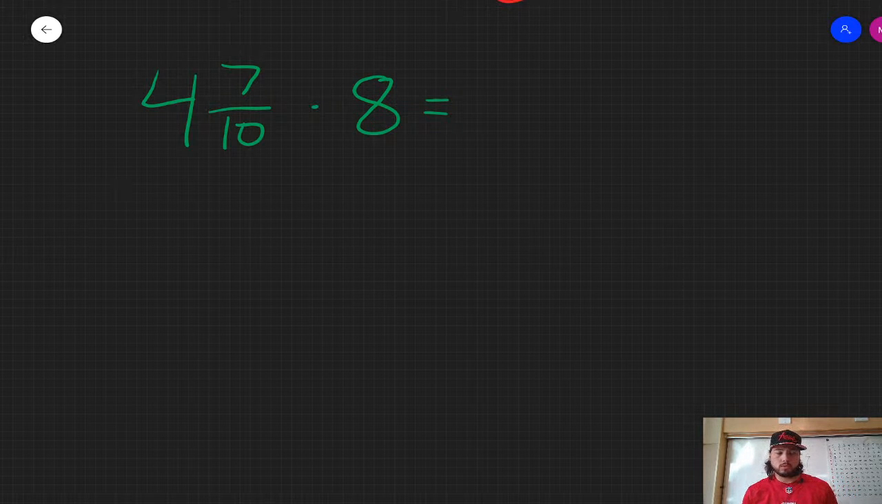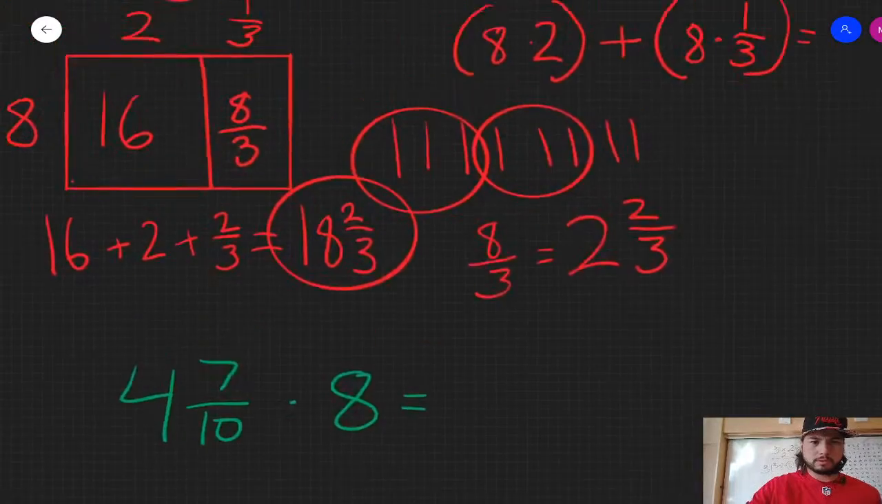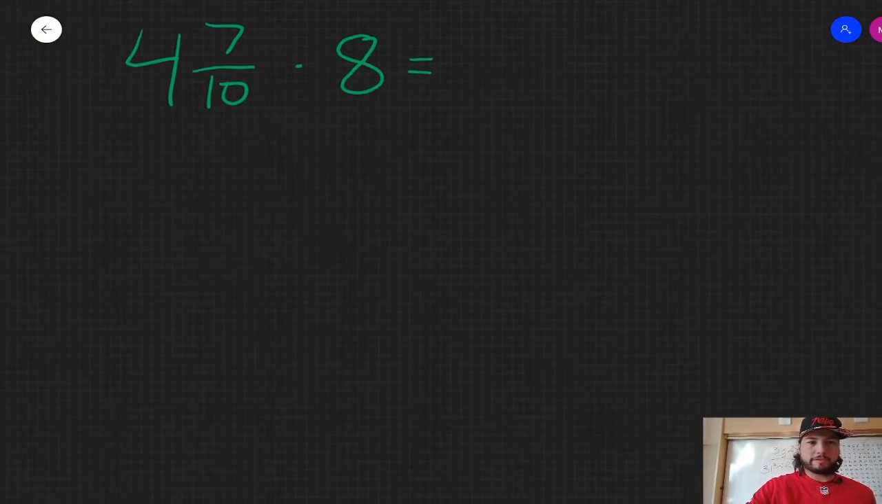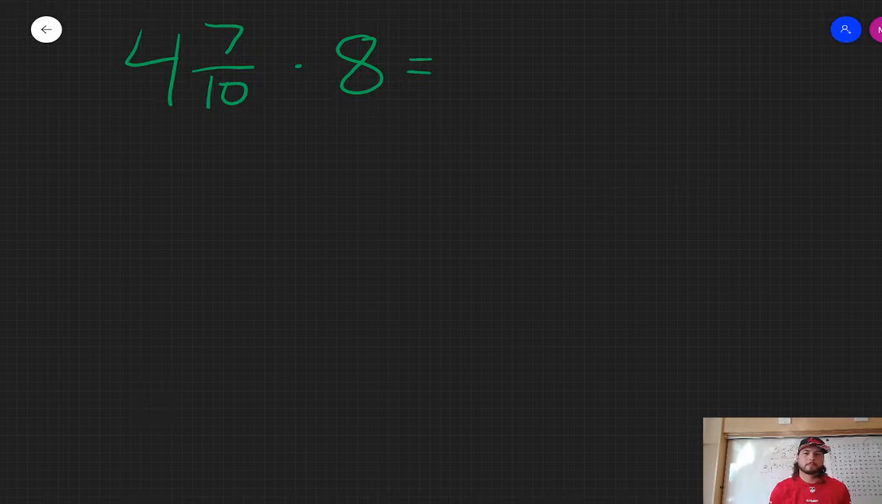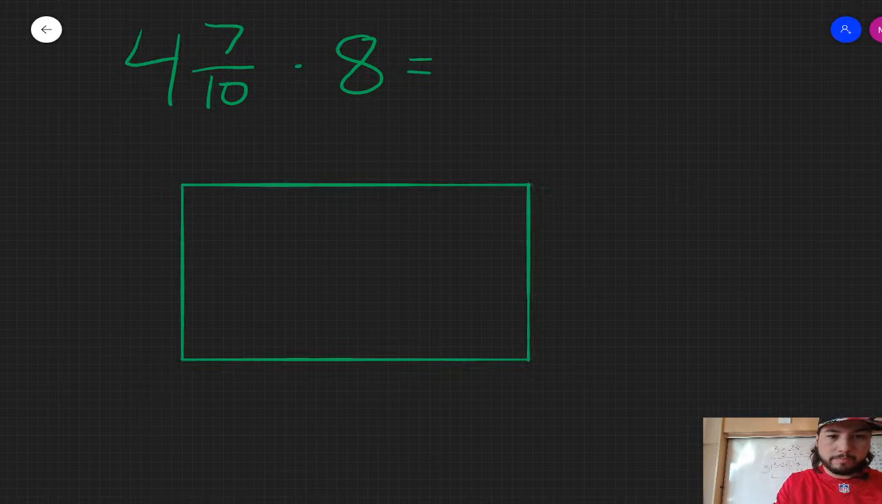Now, you will notice I put the mixed number first on this one. Did I put the mixed number first on the last one? No. Does that change how you set up your area model? No, it doesn't have to, right? We've also got that commutative property. You can switch the factors and the product stays the same. 4 7/10 times 8 is the same as 8 times 4 7/10. So that doesn't change how you set up your area model.